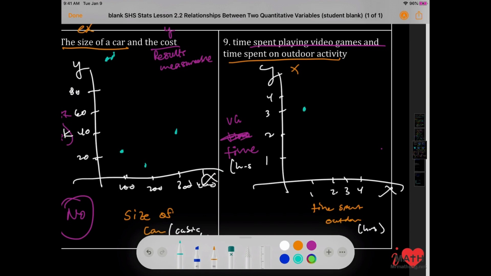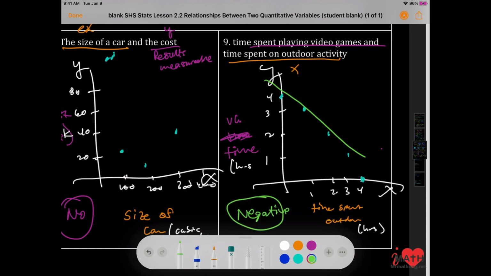But let's say there's only 4 hours, then you have to split it up. So if it's 2 hours outside, then you can only play 2 hours of video games, and then 3 and 1, or 4 and 0. Or let's just say you don't want to spend any time outside, and you spend all of it playing video games. Okay, what does that look like to you guys? It looks like a negative.